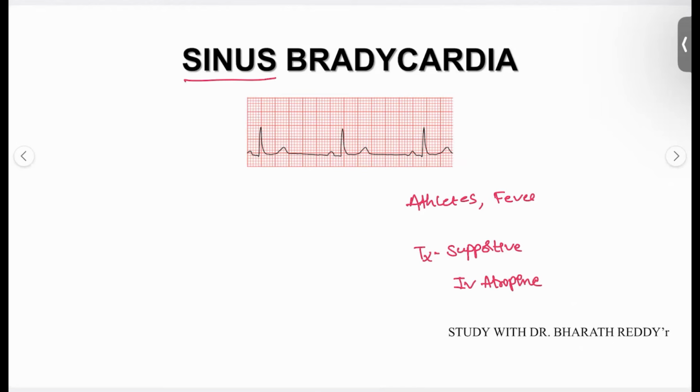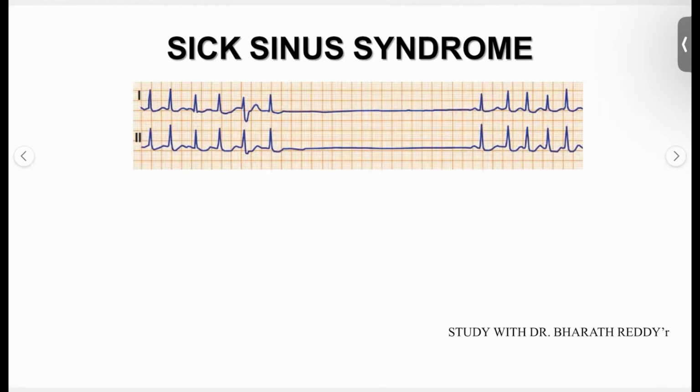Okay. And how to identify sinus bradycardia? Remember, in sinus bradycardia, every wave is present. So the P wave, the QRS and the T wave are present, and the PR interval is also normal. So this is how sinus bradycardia is presented. The interval between each and every electrical activity is slow, but the waves and the intervals will be normal only. Next, moving on to the sick sinus syndrome.